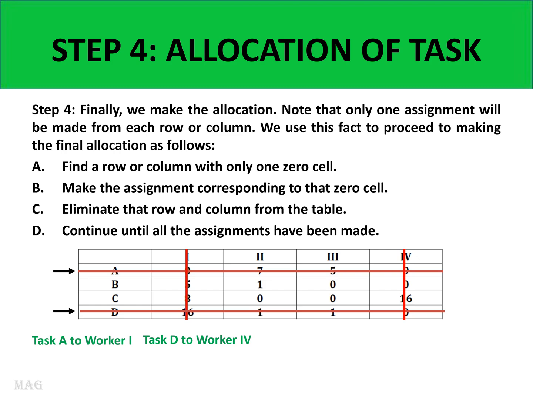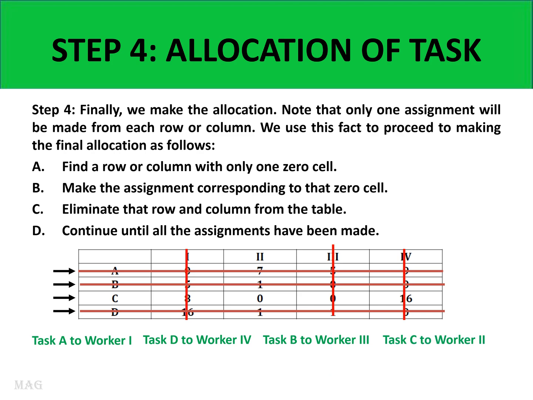And then from the remaining entries, B has one 0 and it will be assigned to worker number 3, which means that we will remove row B and column 3. And this leaves us with C being assigned to worker number 2.